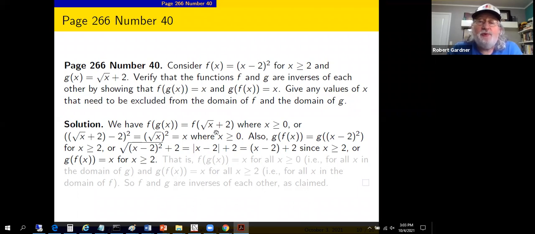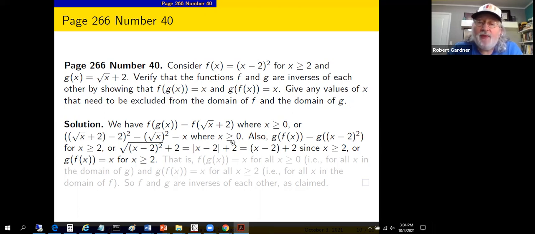What does f do to things? It takes the thing, subtracts 2, and then squares it. So it'll take this thing, I'll put it in parentheses down here, subtract 2, and square the result. So we get the square root of x plus 2, minus 2, and then squared. The square root of x plus 2 minus 2 is simply the square root of x, which is then squared. Here you see x has to be greater than or equal to 0 because we can't take square roots of negatives. The square root of x squared is x itself.